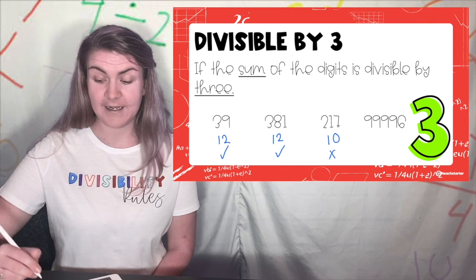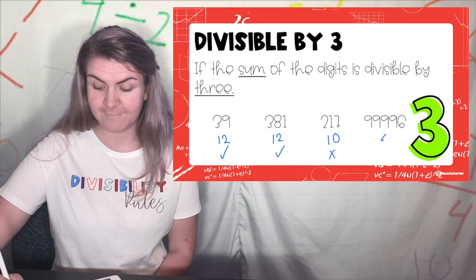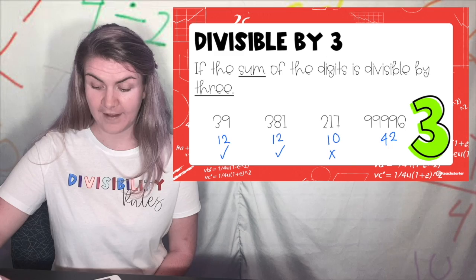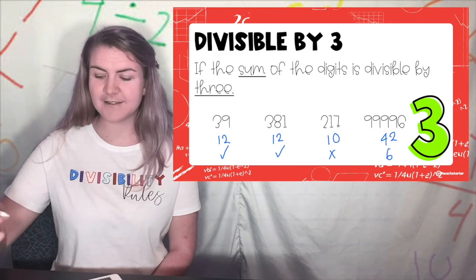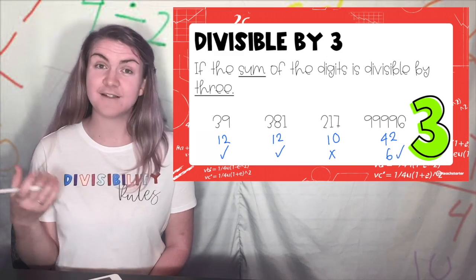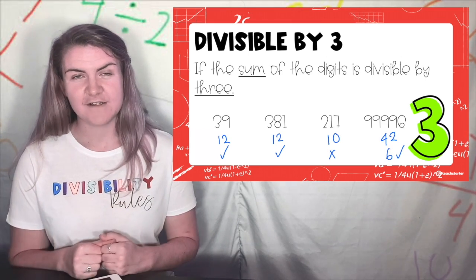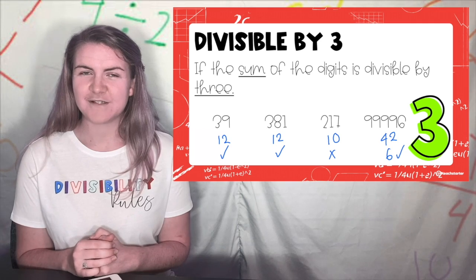99,996, when I add 9, 9, 9, 9 and 6, I actually get 42. I can do that again. What's 4 plus 2? That's 6. Does 3 go into 6? Yes. So 3 goes into 99,996. So if the sum of the digits is divisible by 3, then it's divisible by 3.